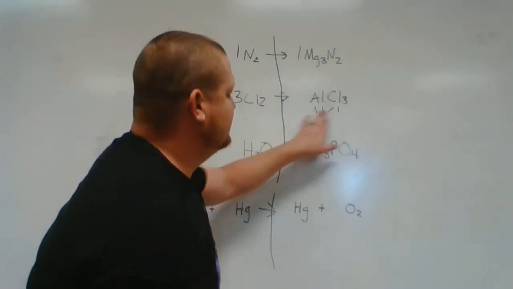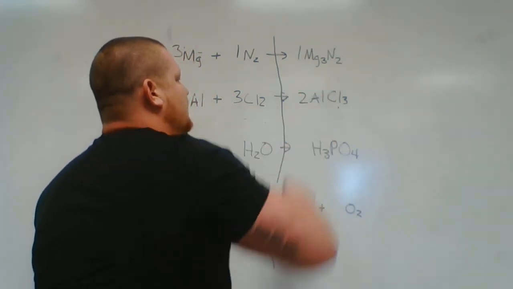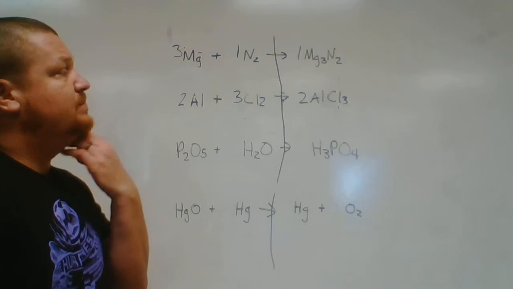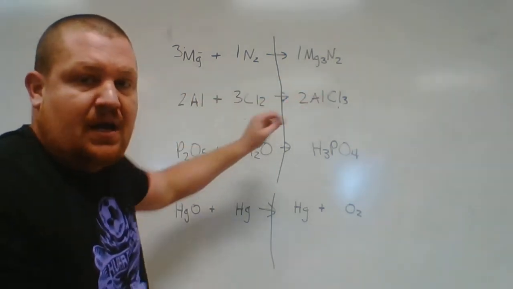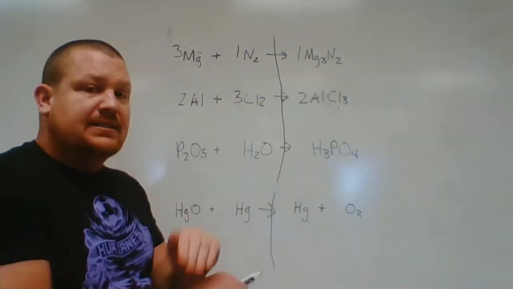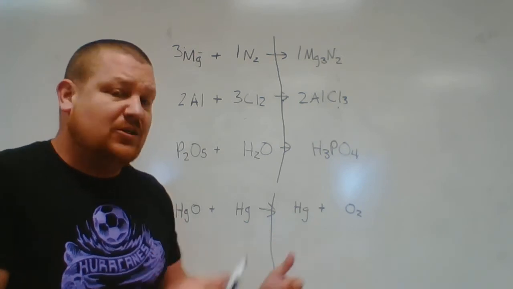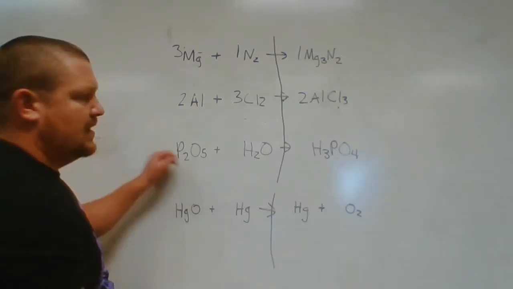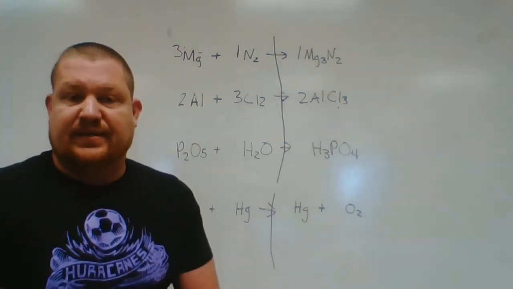And I needed 2 of these. Now there are equal amounts of aluminum and chlorine on both sides of my reactants and products. I didn't change what happened. I didn't change the formulas of what's there. I changed nothing. I just made sure I had enough of each one so that it would be balanced. All right, I'm going to do one more for you, and I'll kind of turn you loose.